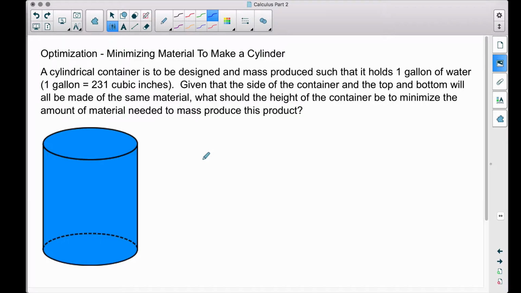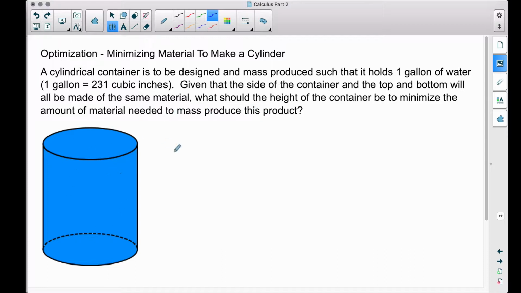In this video, we're going to look at an optimization example that deals with minimizing the material to make a cylinder. A cylindrical container is to be designed and mass produced such that it holds 1 gallon of water. 1 gallon of water is 231 cubic inches. That will be helpful in a moment. Given that the side of the container and the top and bottom will be made of the same material, what should the height of the container be to minimize the amount of material needed to mass produce this product?